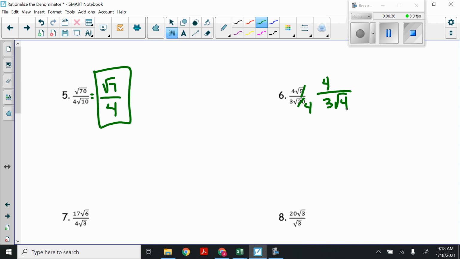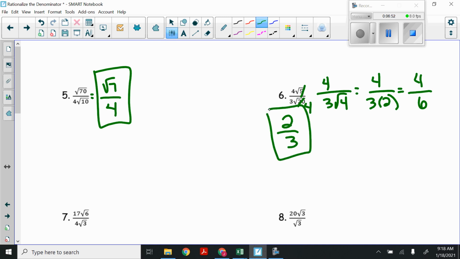The square root of 4, that's a perfect square, right? So on top, I have 4 over 3 times 2. So I have 4 over 6. But that will simplify. They both have a 2 in common, so that reduces down to 2/3. So all of my radicals went away there.